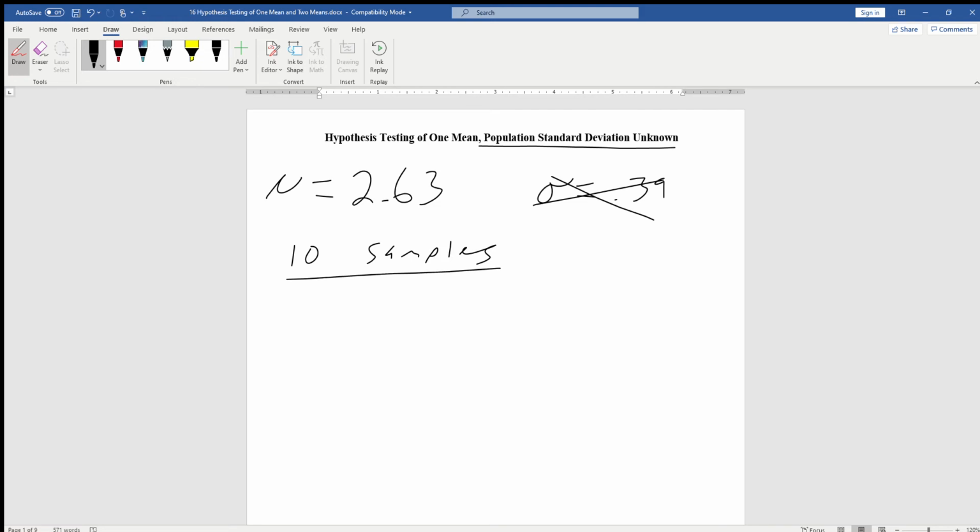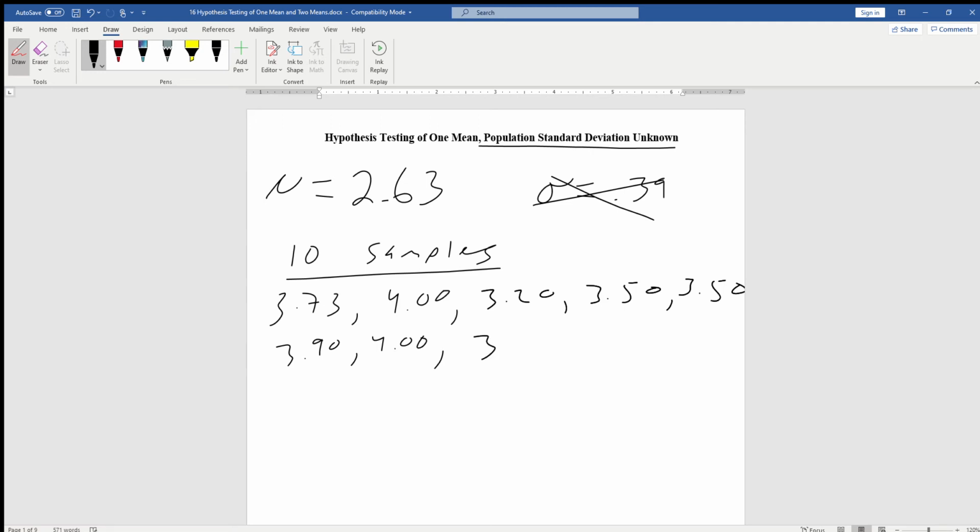And let's say they're GPAs from our honors class. So maybe something like 3.73, and then 4.0, and then 3.20, 3.5, 3.5, let's say 3.9, let's say 4, let's say 3.33, let's say 3.40, and then finally 3.40 again. Obviously, the average is going to be different.